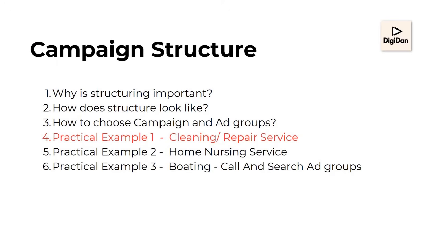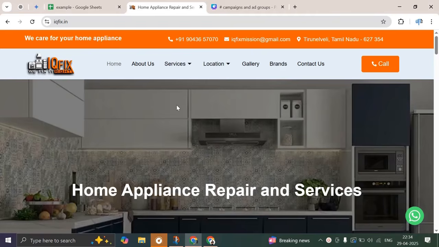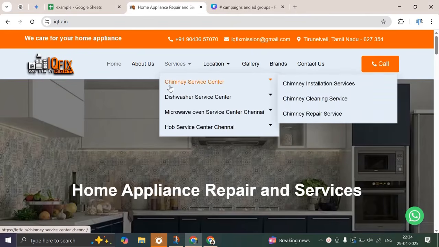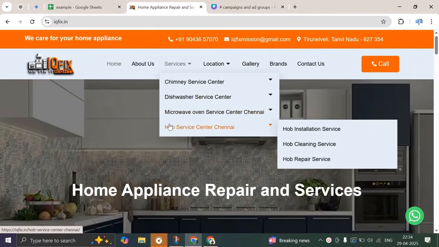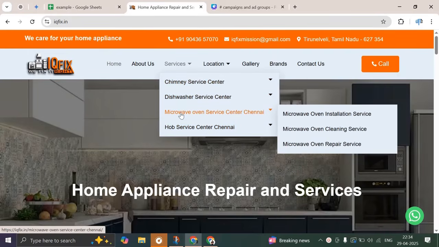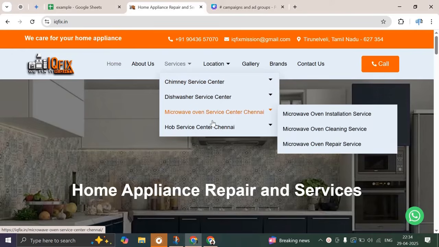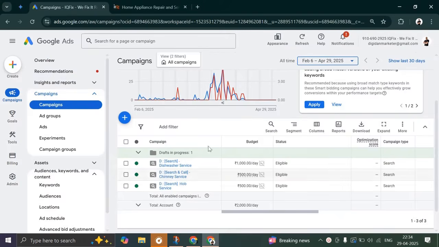In our first example, we are going to look at how I have created a campaign structure for a cleaning and repair service. This is the website Archifix.in. Here we have services for chimney, dishwasher, microwave, and hob service. This is a service-based company located in Chennai, and we have three different products. Usually people tend to create a single campaign and dump all the keywords related to all the products in it. Instead, we're going to do it differently. I'll show you how it's done.